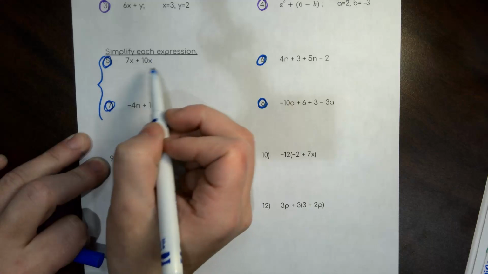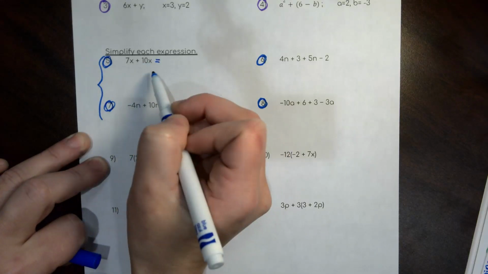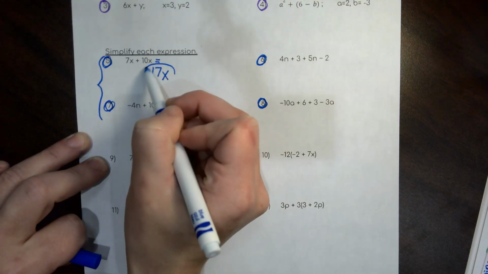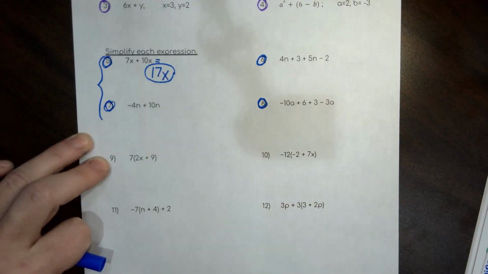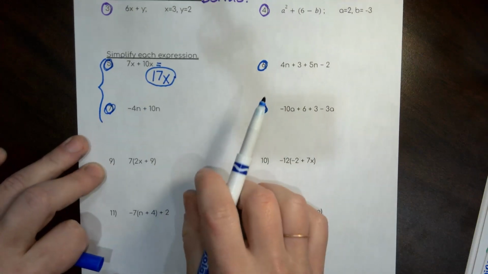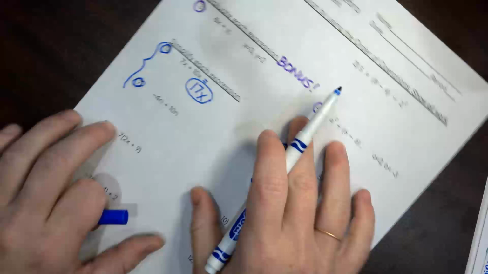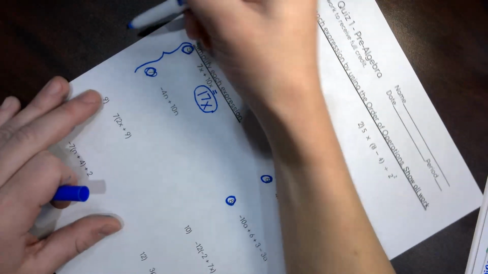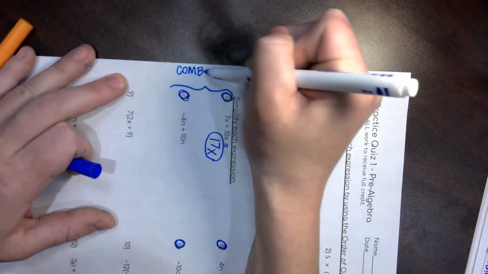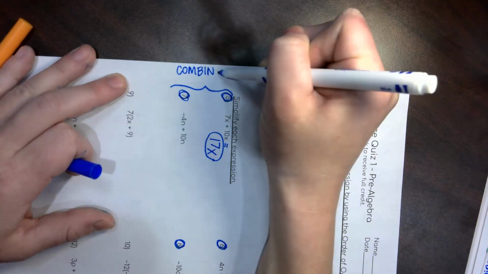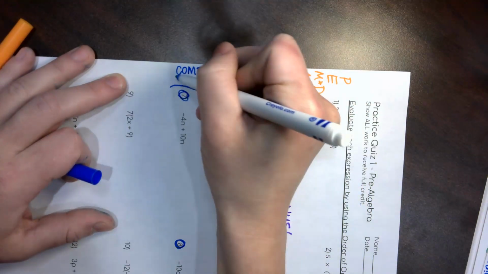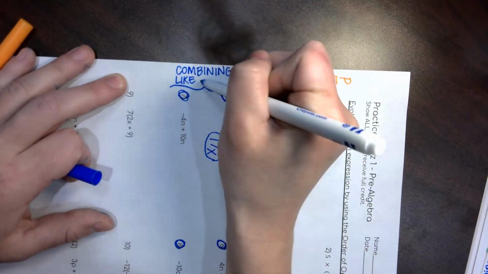And real quick, what would our answer be for that? 17. It would just be 17x. Don't forget to keep your variable. And that's our answer, because we don't know what x is here, so we're just going to leave it at that. We'll do the others here in a bit, but we're going to go ahead and move on. I'm going to label this section combining like terms, because this is exactly how it's going to look on your quiz tomorrow. So we're going to have a little key to look at. Combining like terms.